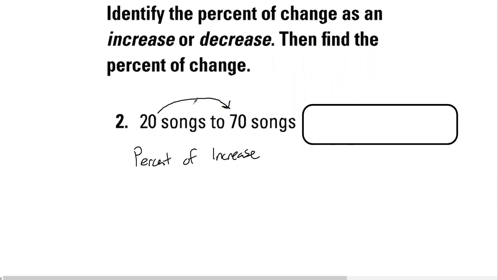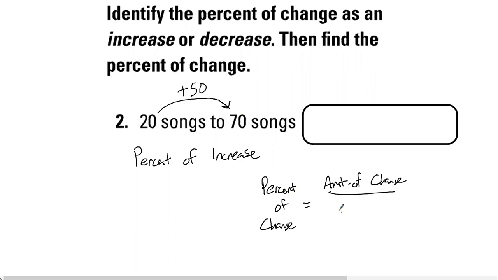And let's calculate how much I'm adding to my 20. So I'm starting with 20. To get to this 70, I'm adding 50. Using my formula, I know that my percent of change is always equal to my amount of change divided by my original amount. In this problem, my amount of change is this guy right here. I went up 50. My original number, I started with 20.